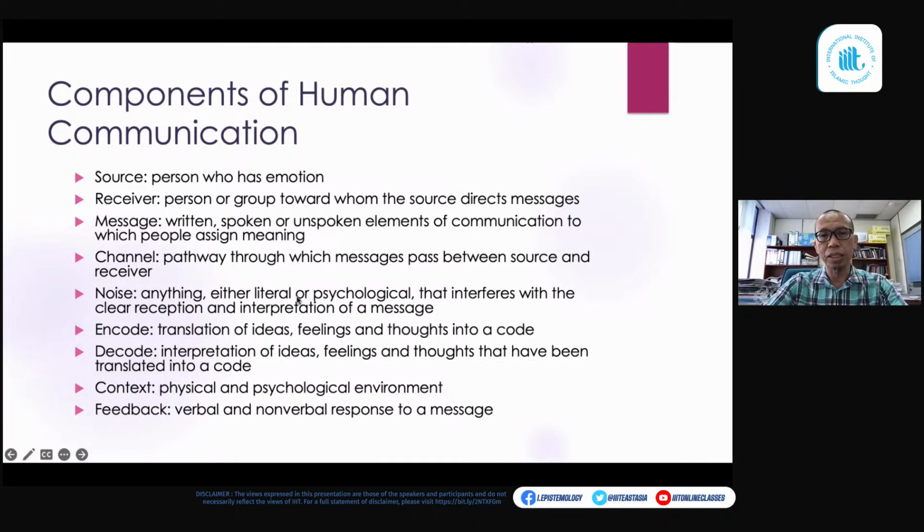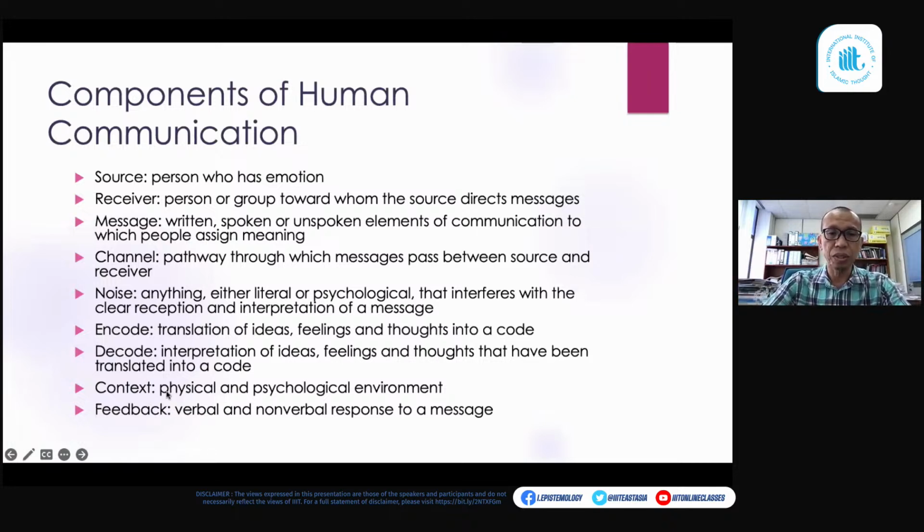For example, if I talk with someone over the phone and something happens to the phone, that is what we call literal noise. But if the problem is related to your understanding of the message, roughly we can call that psychological in nature. Then you have encoding, done by a sender or a source. Then decoding is done by a receiver, or the audience in the general context.